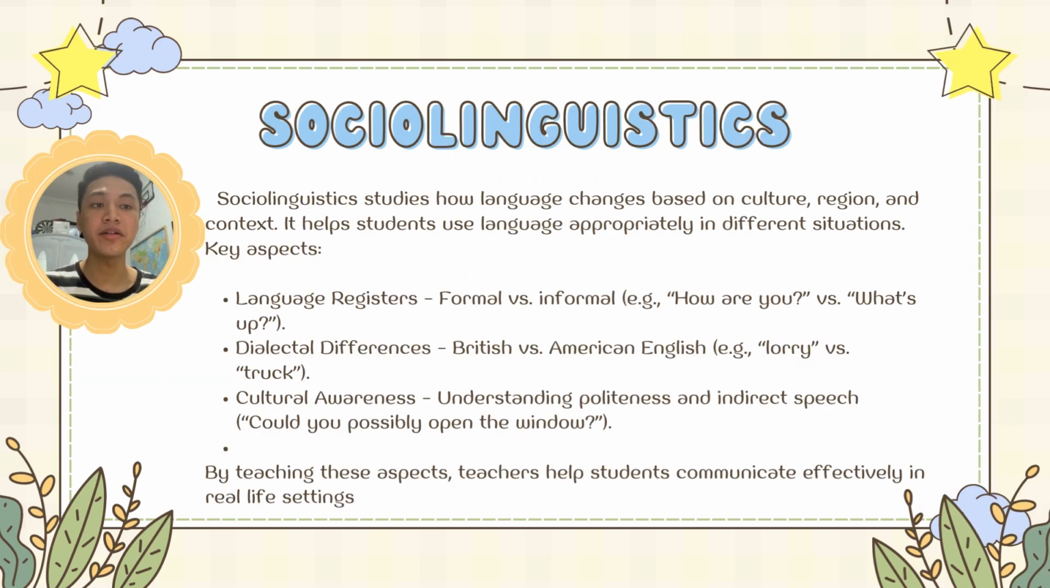Sociolinguistics studies how language changes based on culture, region, and context. It helps students use language appropriately in different situations. The key aspect is language register, which is formal versus informal, for example, how are you versus what's up. And for dialect differences, British versus American English, for example, lorry versus truck. And cultural awareness, understanding politeness and indirect speech: could you possibly open the window? By teaching these aspects, teachers help students communicate effectively in real-life settings.